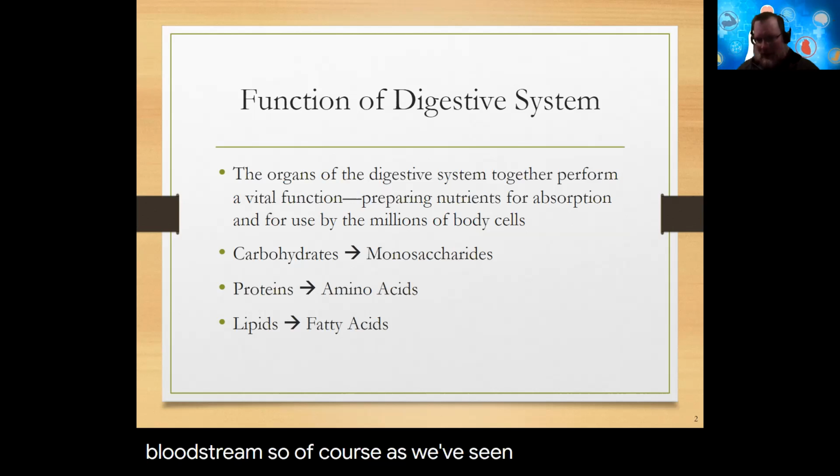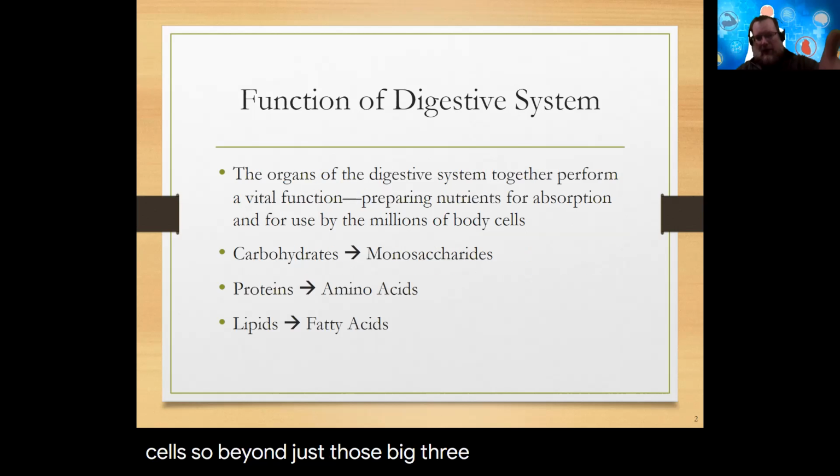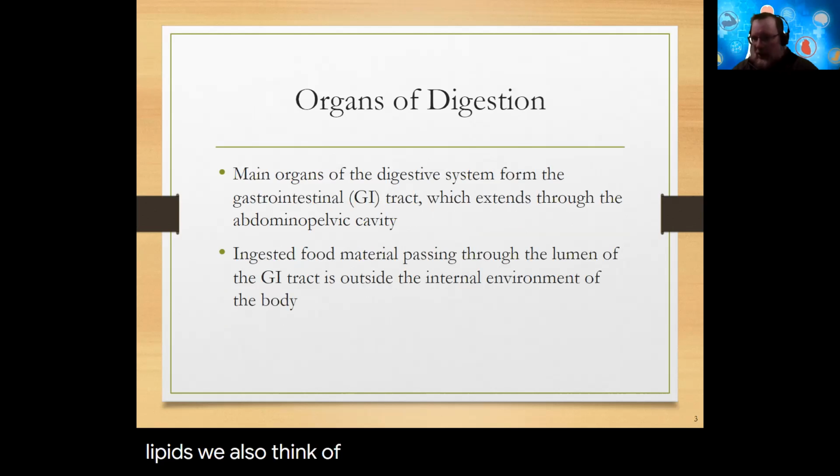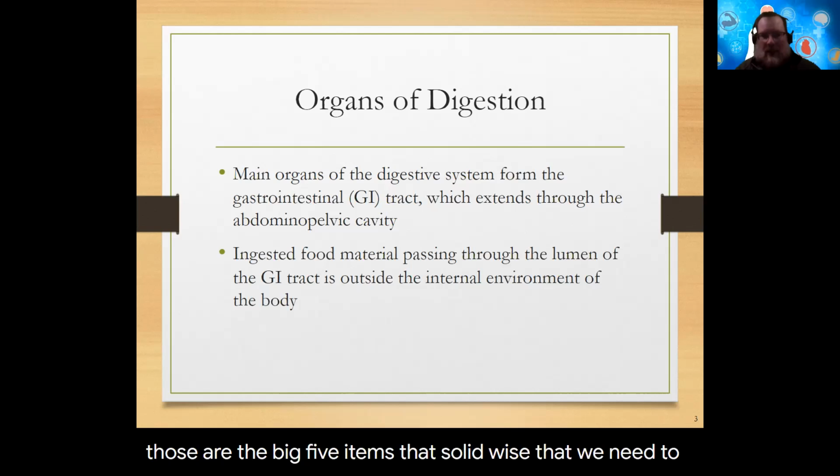Of course, as we've seen up to this point, in order to get anything into or out of the bloodstream, we see capillary networks. So there's going to be a lot of capillaries involved, just like we saw with the exchange of gases in the alveoli of the lungs. We're going to see a vast capillary network in the small intestines particularly. That's the basic function of the digestive system, to get nutrients out to the cells. Beyond those big three, carbs, proteins, and lipids, we also think of vitamins and minerals, which we're not going to get into this semester. We will next semester. Those are the big five items that we need to get into the bloodstream.